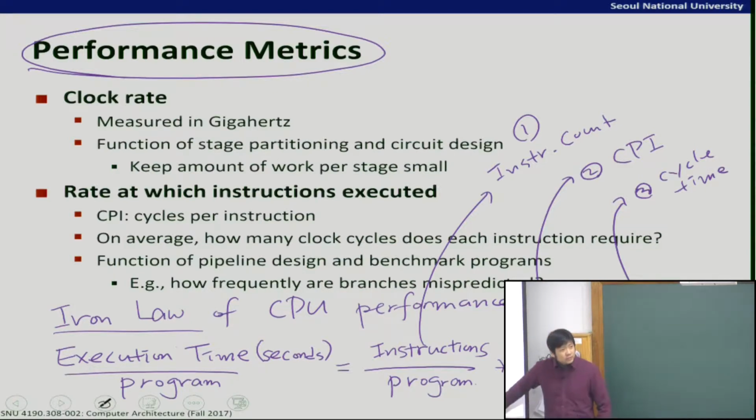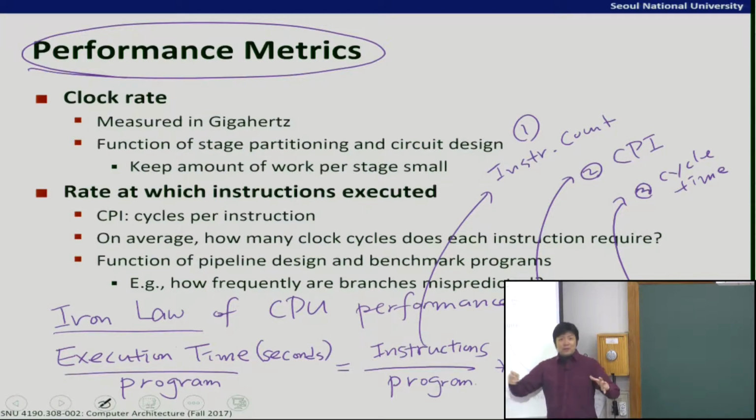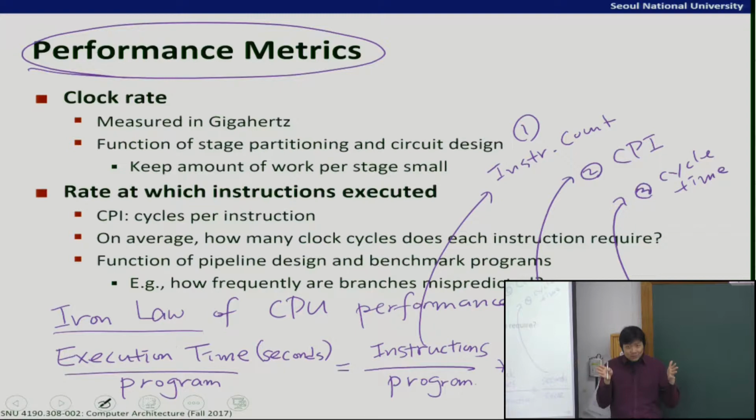This gives us some insight into how we can reduce the execution time of a program. There are several ways. The first way is reducing instruction count. If you use a better compiler, for example, or a better programming language, you end up doing the same thing with fewer instructions. So one way to reduce execution time is reducing instruction count. The second way is reducing CPI, which means reducing the number of cycles per instruction.